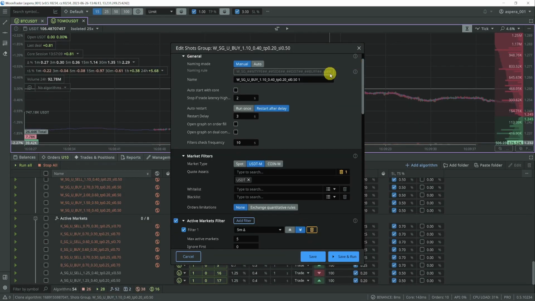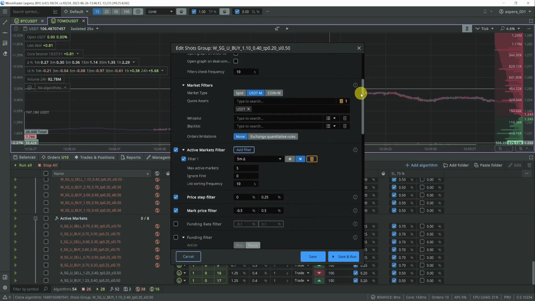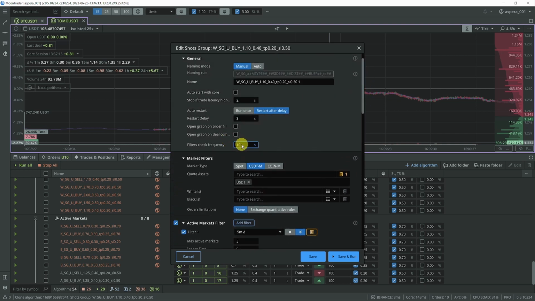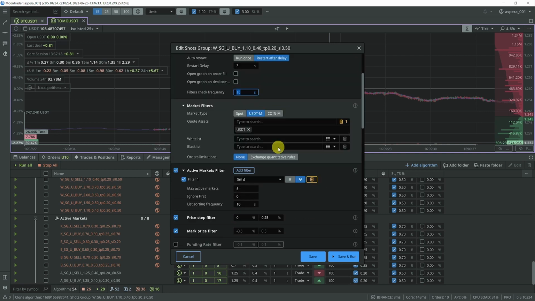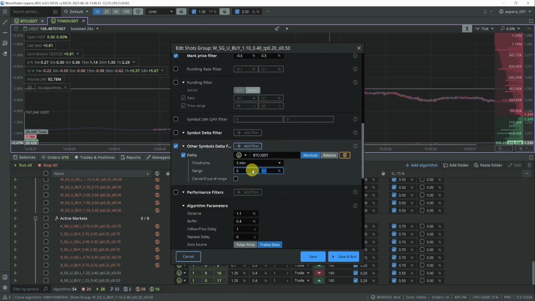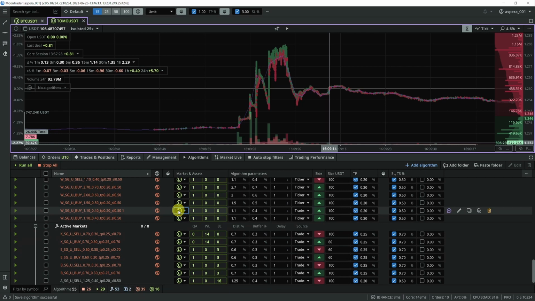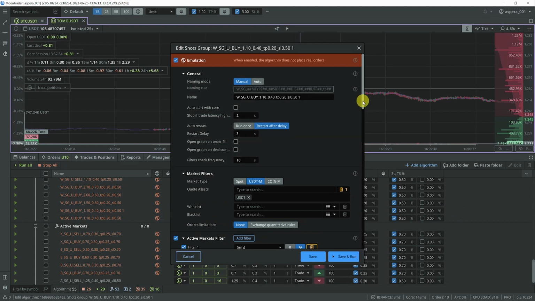So I started to look for further ways to decrease the core load. First, I kicked up the delta check frequencies on all groups of algorithms up to 10, as well as list sorting frequencies on active markets. This helped only a bit. Still, the algorithms were stopping. I needed something big.